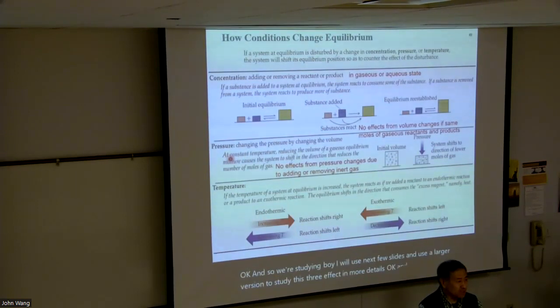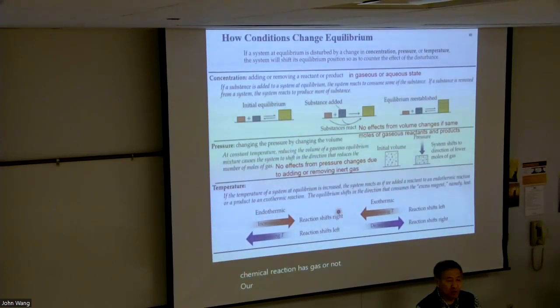Then next is pressure. But here I have summarized them in this slide. So the pressure may be large or small, depending on how you change the pressure. We are starting to change the pressure of the mixture, one way by changing the volume, and the other way by adding some heat to the gas. It depends on whether your chemical reaction has gas or not. Not all of them are gas, but one or more of them are gas.